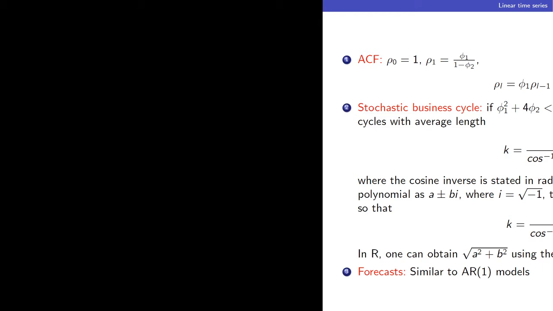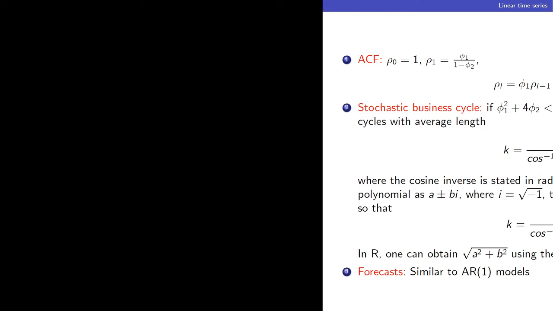Now, if this sort of determinant condition is smaller than 0, then r_t shows characteristics of business cycles. The average length of said business cycles is this thing with this arc cosine stated in radians. If we try to measure this in degrees, we're going to have a really bad time, because this will stop making sense.